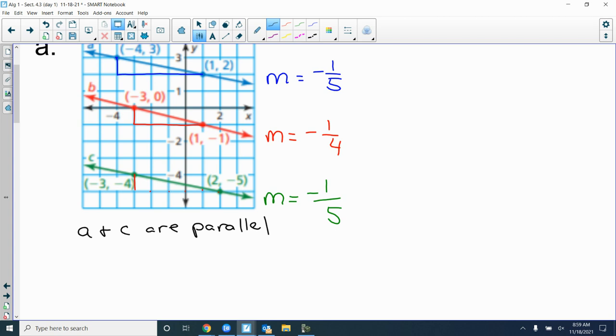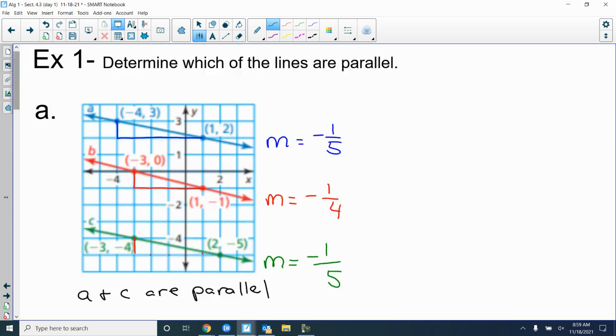So you have to be able to take a picture, count the boxes, come up with a slope, and tell me what the slope is. Because you look at these, A and B look pretty close to parallel. You can't just go by looks because it can be deceiving. So you have to say A and C are parallel.